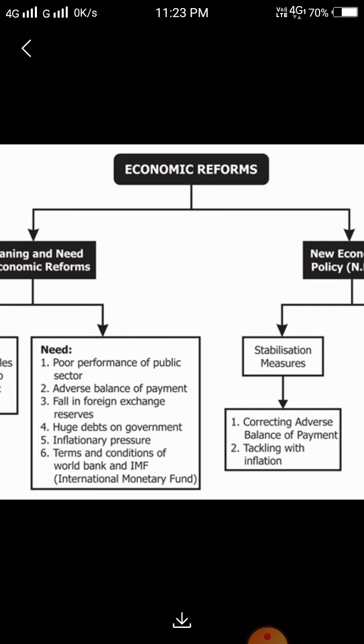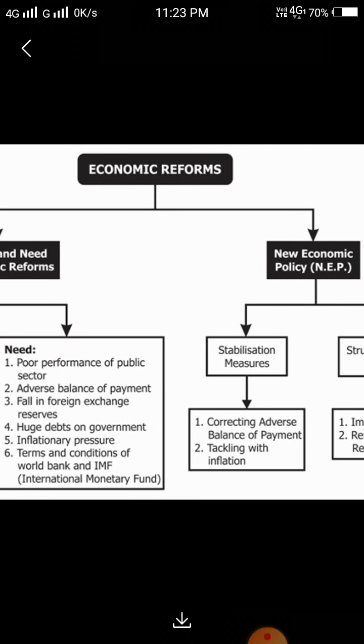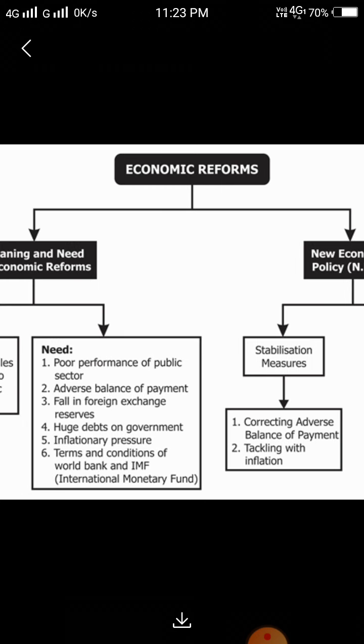Poor performance of the public sector, adverse balance of payment, fall in foreign exchange reserve, huge debt on the government also, inflationary pressures, terms and conditions of the World Bank and IMF, International Monetary Fund, right?